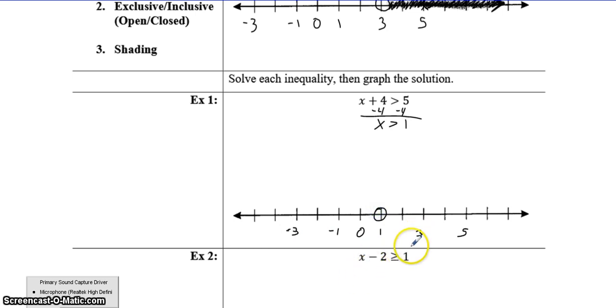Pick a number, one side or the other. Let's try 0. Is 0 greater than 1? No. So we want to shade the other side. Or if you want to be sure, you can check for yourself: okay, 0 didn't work, how about 3? 3 is greater than 1, yep. Now you may even want to see what happens if I tested that up here. 0 plus 4 is not greater than 5. Ooh, we don't want that.